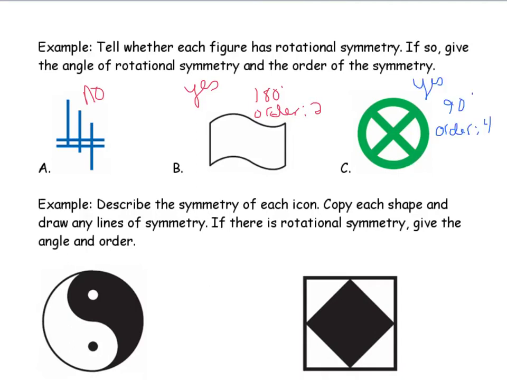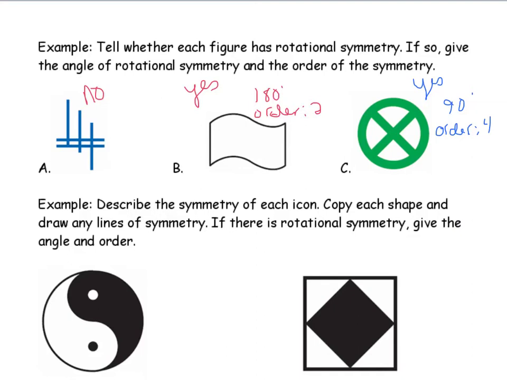All right, so this does have rotational symmetry. You'll notice I have to turn it 90 degrees to get back to its original spot. 90 goes into 360, so that means I can get 4 specific 90-degree turns to make it look like this figure. All right, this next one says describe the symmetry and then draw any lines. If there's rotational symmetry, give me the angle and the order.